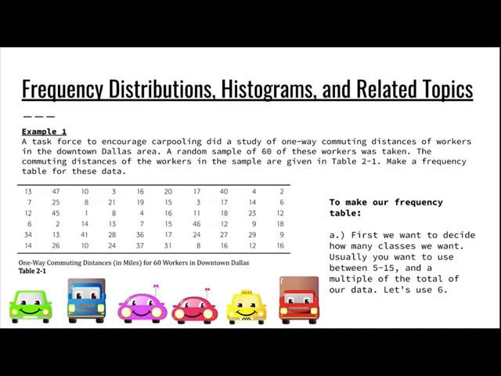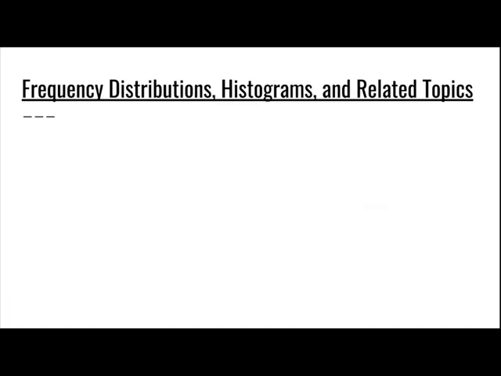To make our frequency table, first we want to decide how many classes we want. Usually you're going to want between 5 to 15, and a multiple of your total data. Our total data is 60. We have 60 random samples. So if we're going to pick a number between 5 and 15, I think we'd want to choose 6, because then we're going to have a nice spread to show our data. If we use 10, the data probably would be crunched in a bit more and it would be hard to read and really assess it.